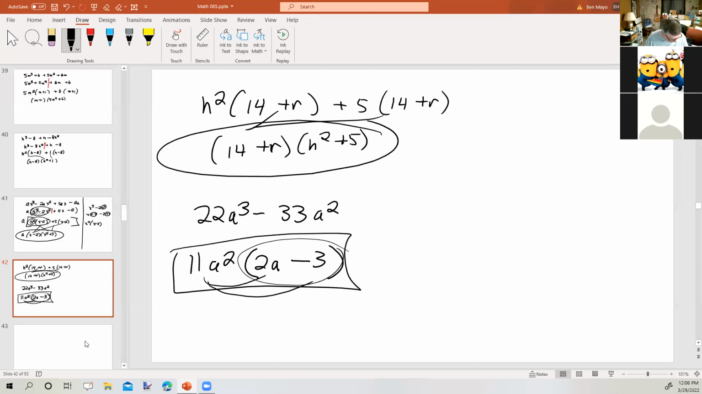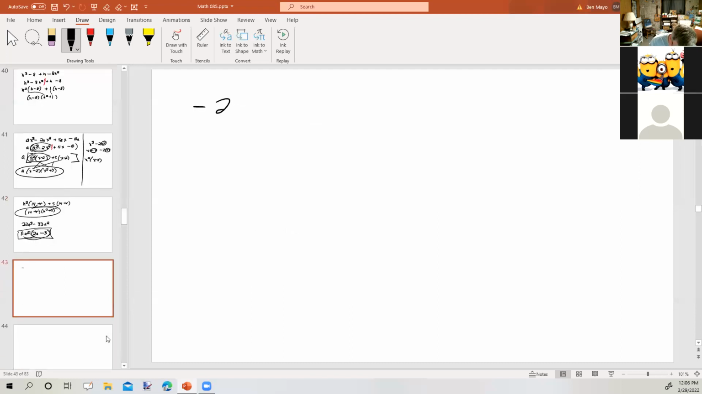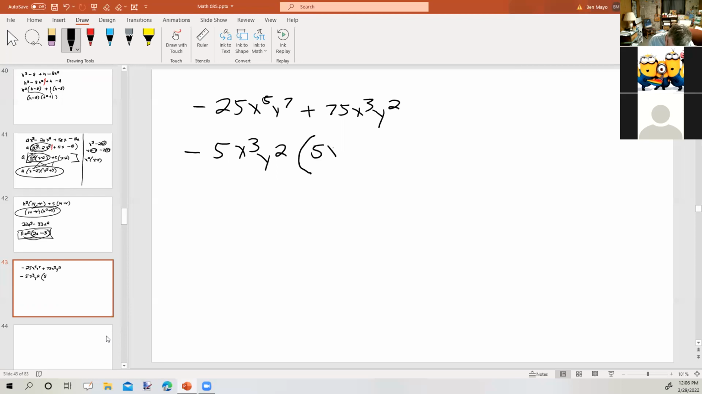How about this one? We've got negative 25 x to the 5th y to the 7th, plus 75 x cubed y squared. So I'm going to go ahead and factor out a negative. And I can take a 5 out of 25 and out of 75. I can take x cubed out of x to the 5th and x cubed. And I can take a y squared out of y to the 7th and y squared. So what do I have left over here? 5x squared y to the 5th minus 15, just minus 15.